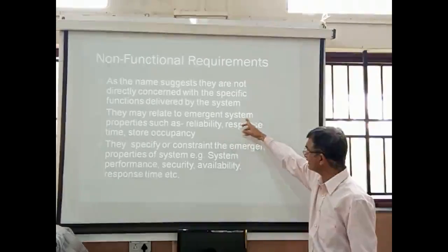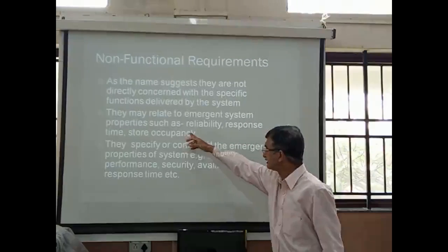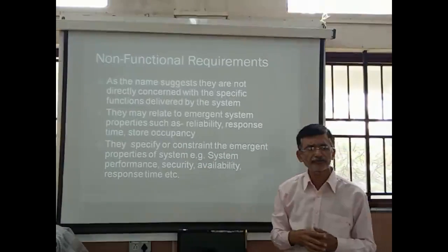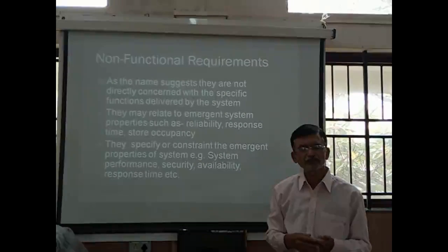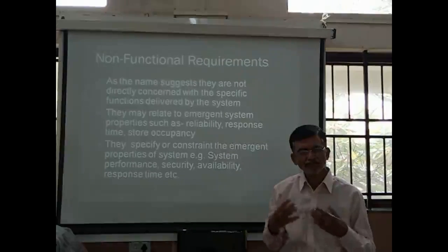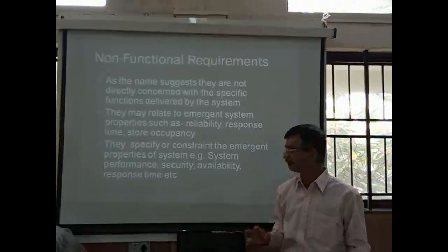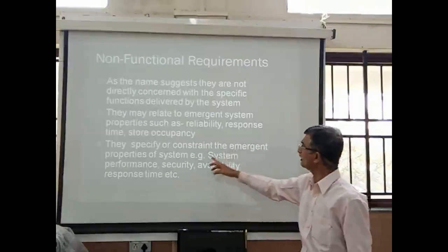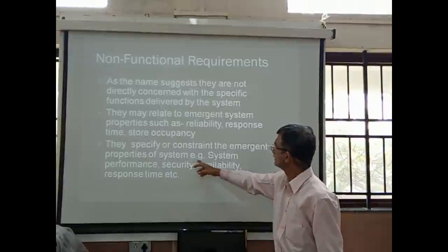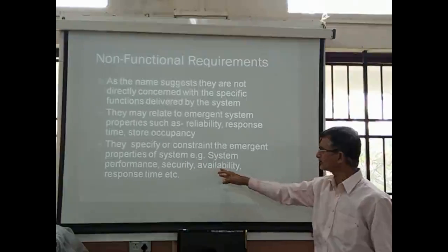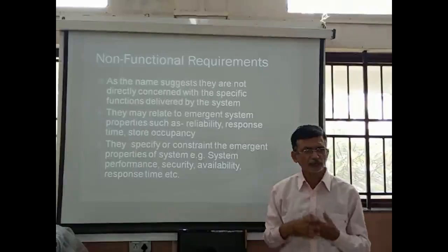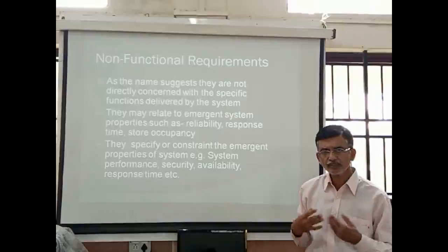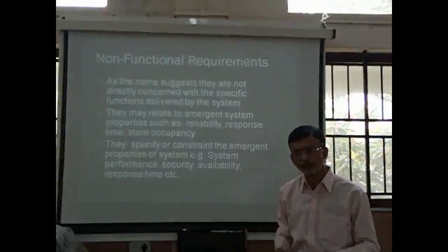They may relate to emergent system properties such as reliability, response time, store occupancy. So response time, storage space, all these are applicable for every system. They specify or constrain the emergent properties of the system, for example, system performance, security, availability, response time. So what is the security required for the particular system? What is the performance? All this should be properly gauged.